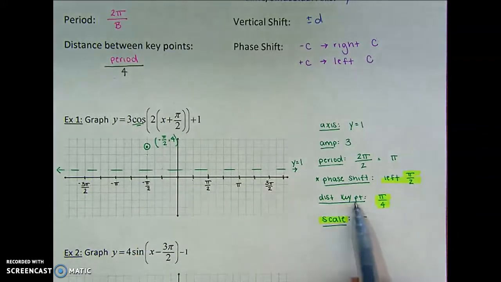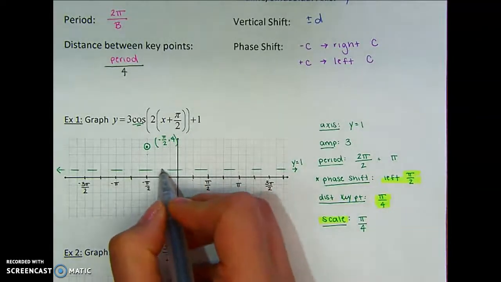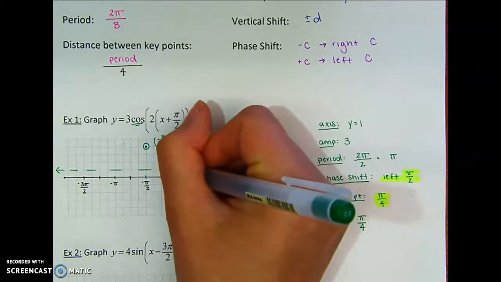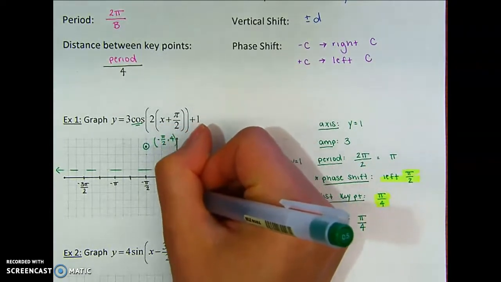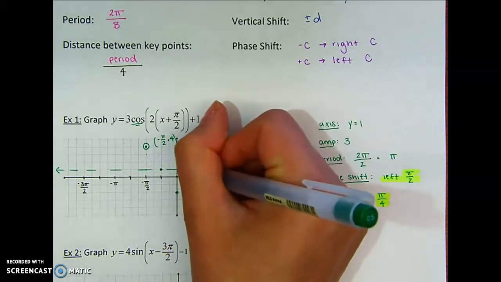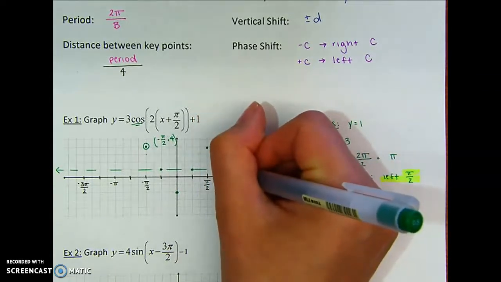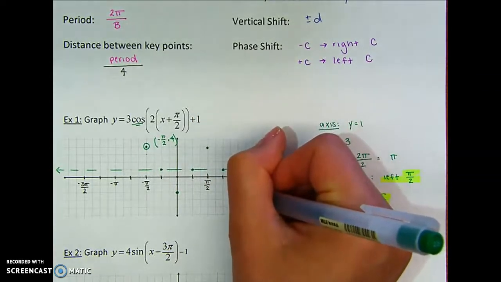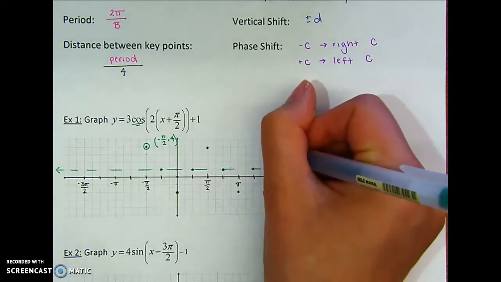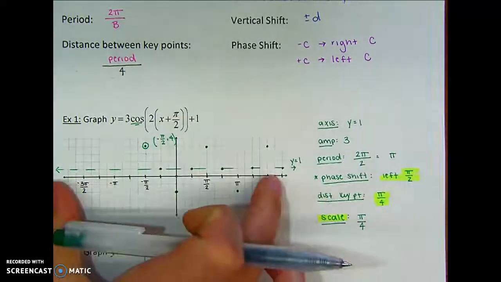So to get to our next key point, we have to go to the right by pi over 4. So that's this distance. So now we're at the axis. Go right pi over 4 and go down to the min. So 1, 2, 3 from the midline. Go right pi over 4 to the axis, right pi over 4 to the max. Axis, min, axis, max, axis. Now I want to do the same thing, so we need to take up the entire window.